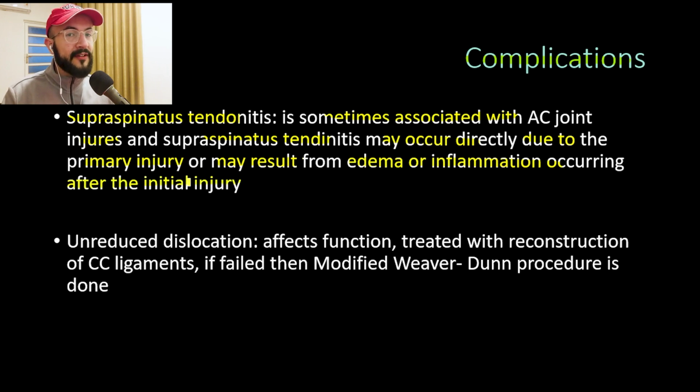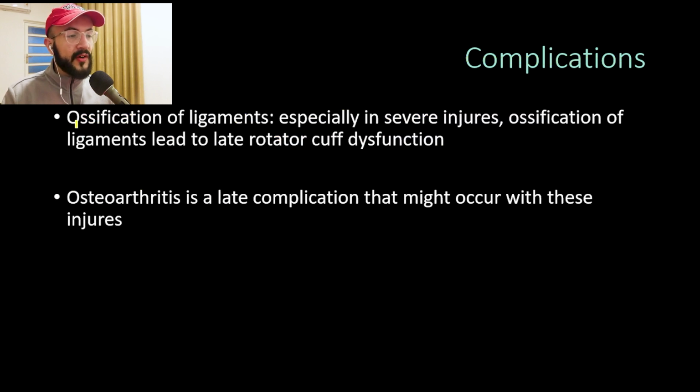Now, what happens if the dislocation is left unreduced? So if we leave it unreduced, this would affect the function of the shoulder, and this will need to be treated with reconstruction of the coracoclavicular ligaments and reduce the joint again, or if that fails, then the modified Weaver Dunn procedure is done. Now also, ossification of ligaments might happen, especially in severe injuries.